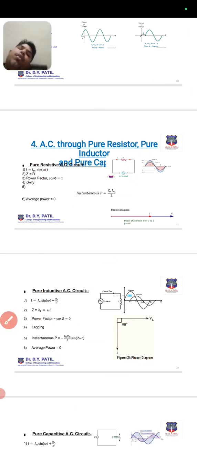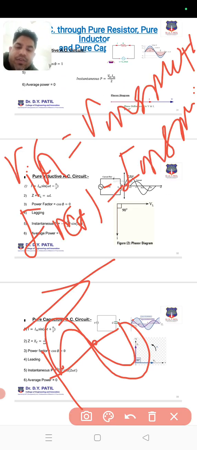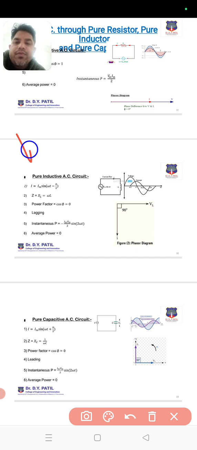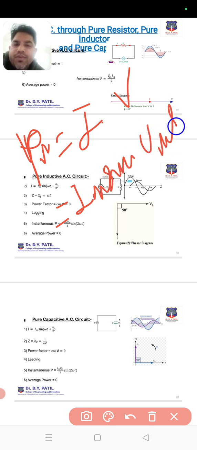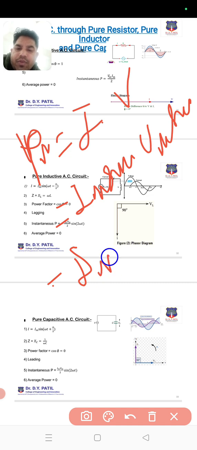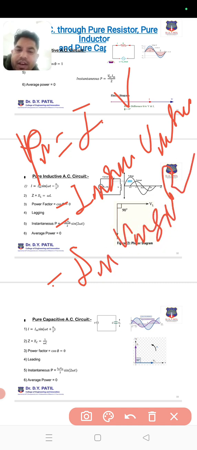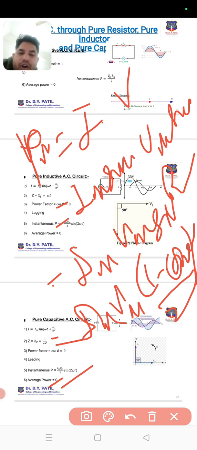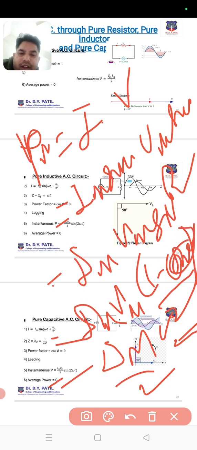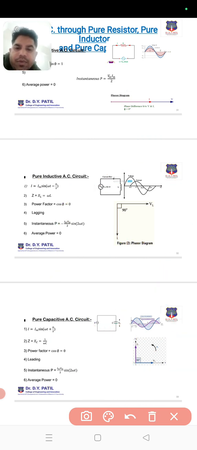Now the power: P is equal to I into V. So we have I is equal to Im sine omega t, and V is equal to Vm sine omega t. So Im into Vm sine square omega t. Sine square is nothing but 1 minus cos 2 omega t divided by 2. So Im Vm divided by 2 into 1 minus cos 2 omega t, where the cos 2 omega t average is always 0. So we will get Im Vm divided by 2.